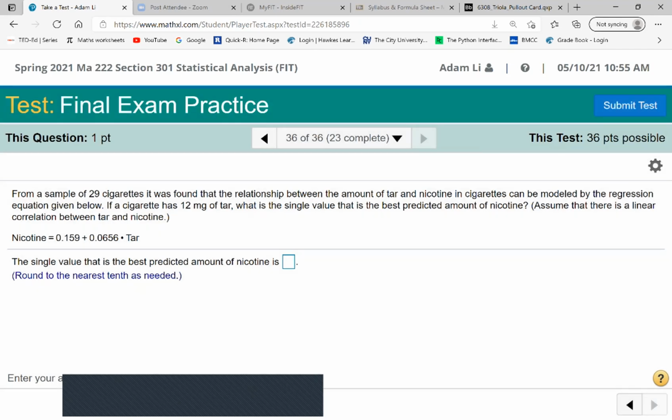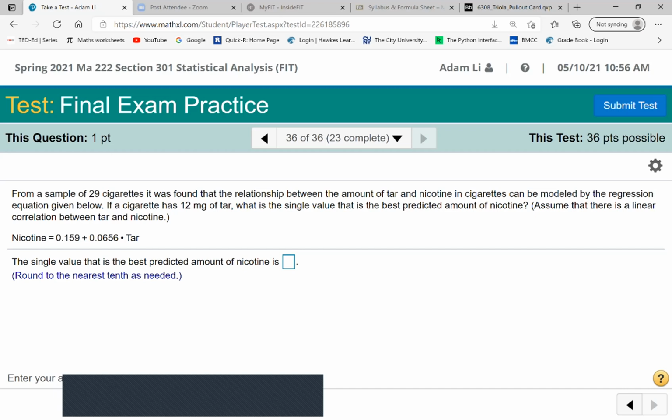Yeah, so you have this regression model. So the correlation level depends on the tar, right? So this is a regression model based on 29 cigarettes, finding the relationship between the amount of tar and nicotine in cigarettes. It could be modeled by this regression equation below. If a cigarette has 12 milligrams of tar, what is the single value that best predicts the amount of nicotine, assuming there's a linear correlation between them?